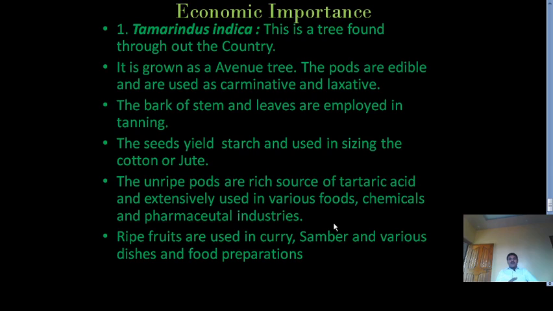The pods are edible and are used as carminative and laxative. The bark of stem and leaves are employed in tanning.